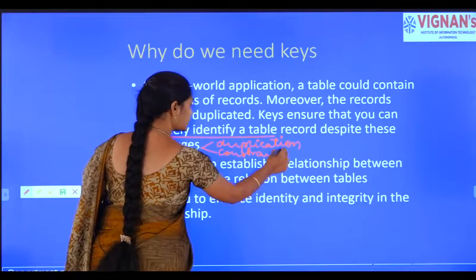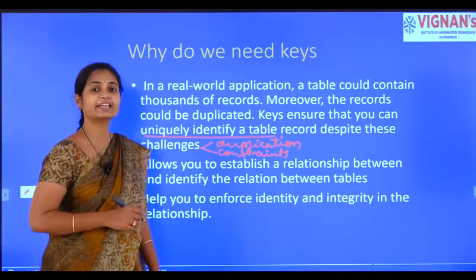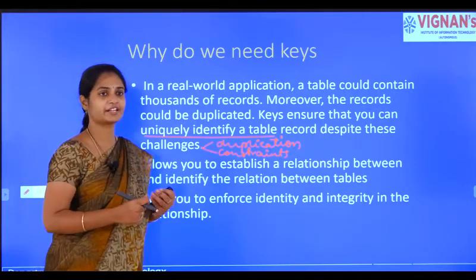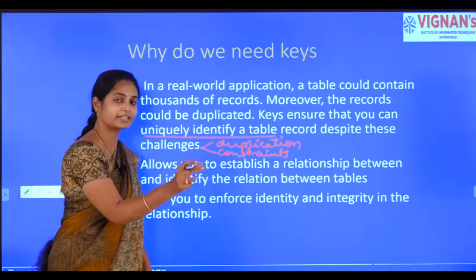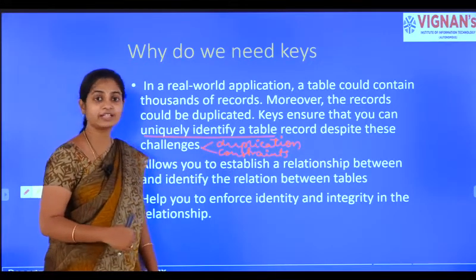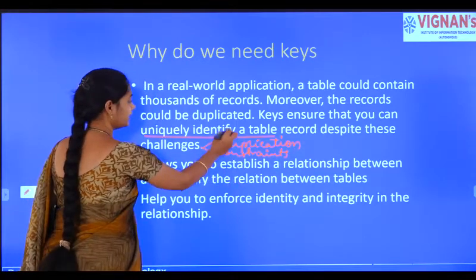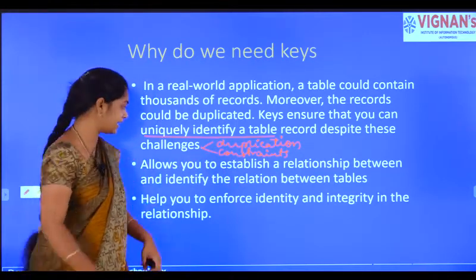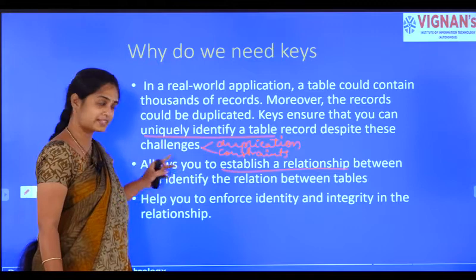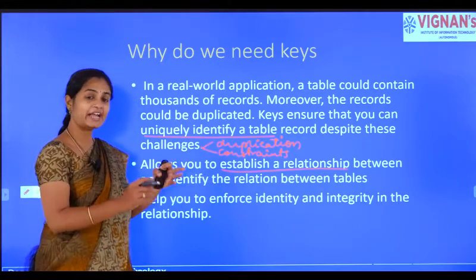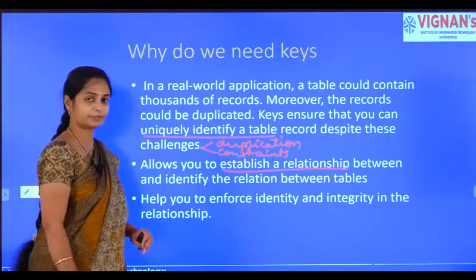Also, some constraints will be there when we are inserting the data. What kind of conditions do you need to keep on particular data in order to push the data into the database? In spite of these challenges, we have to uniquely identify the table. It will also establish the relationship between the tables and what kind of data we have. These keys will tell you that.